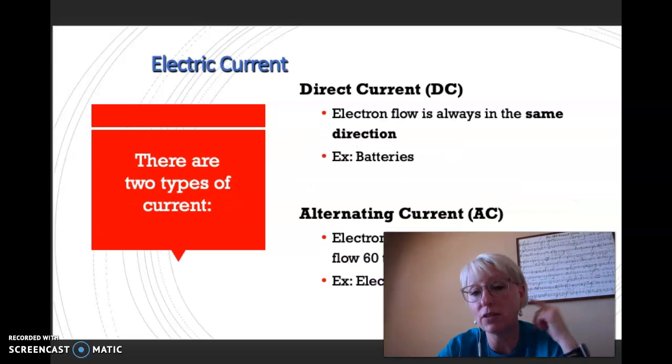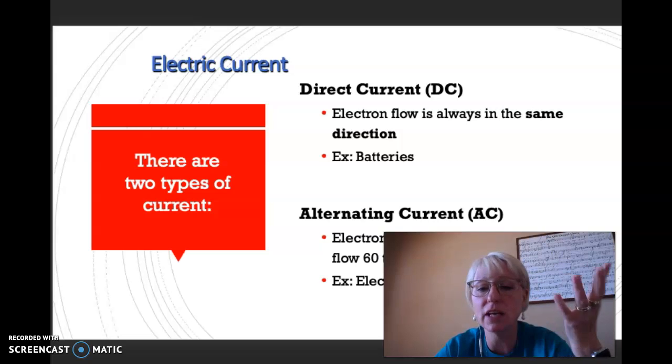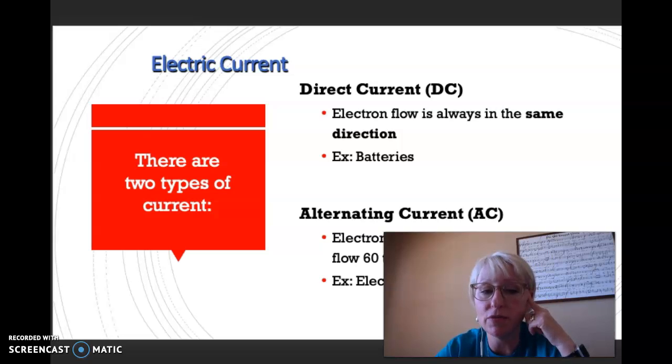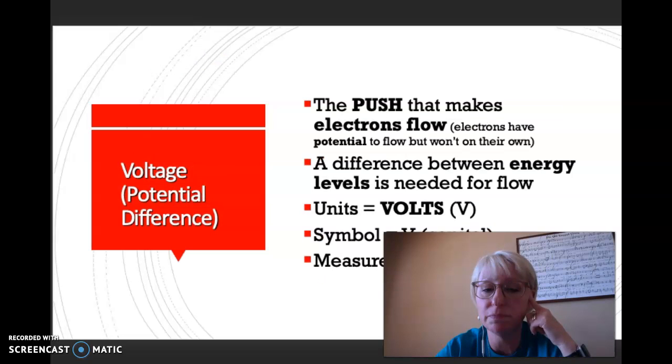We could have direct current, where it's always in the same direction. For example, when we use batteries. We could have alternating current. That's where the electrons reverse the direction of flow 60 times per second, or maybe some different amount. And an example of that would be the electricity in our home.